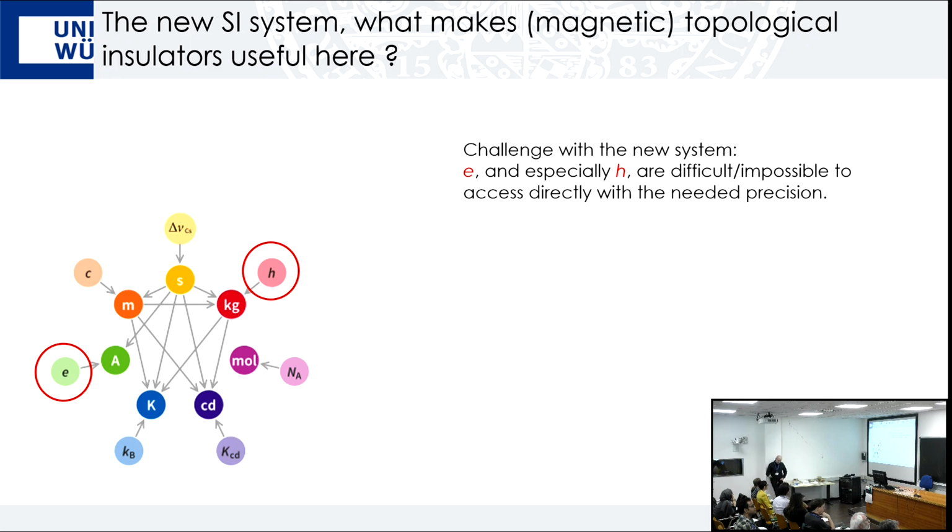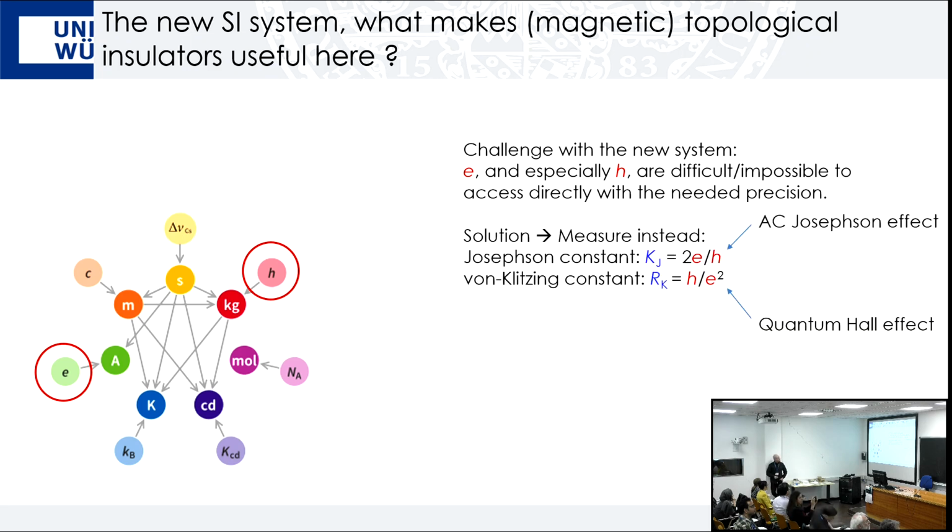Okay, so with the new system, one of the big challenges is to measure precisely the elementary charge and Planck's constant. And doing it directly is difficult and probably even impossible with the needed precision. So what usually is done instead is people measure 2 different constants, the Josephson constant and the von Klitzing constant. Of course, if you can measure these 2 constants, you can obtain e and h by simple maths. The Josephson constant is measured using the AC Josephson effect.